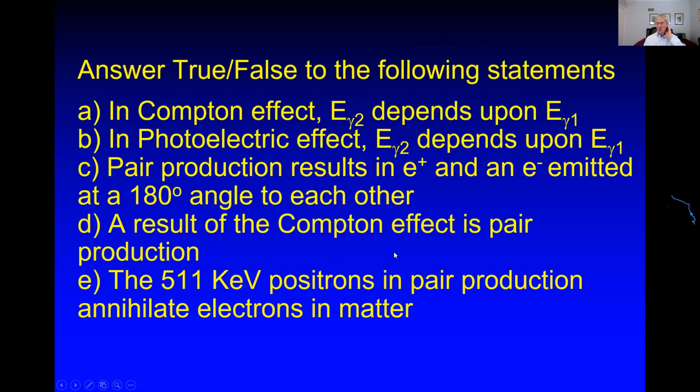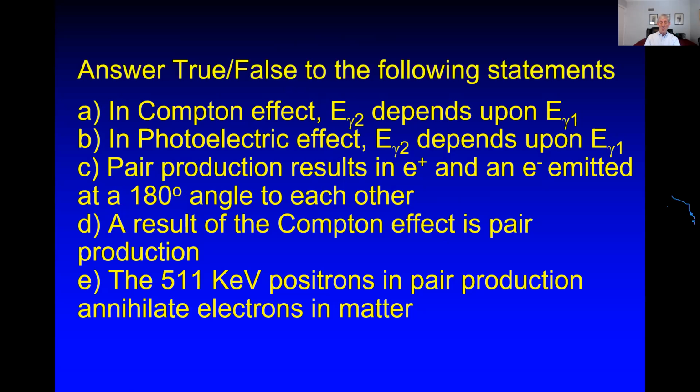Okay, good. Some more true false questions. In the Compton effect, the energy of gamma 2 depends upon the energy of gamma 1. True. Totally true. In fact, what is gamma 2? It's the leftover energy after gamma 1 has had an inelastic collision with an electron. So true. In Compton effect, E of gamma 2 is entirely dependent upon energy of gamma 1.